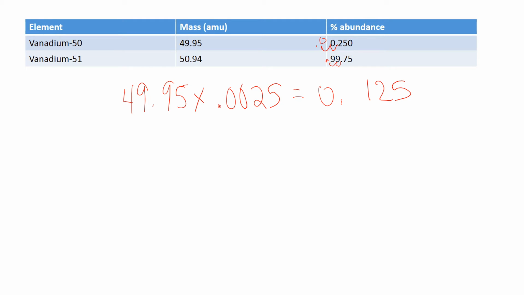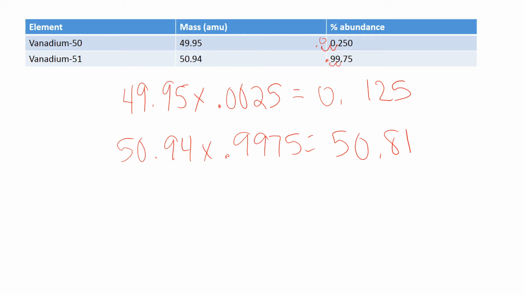Next, I am going to do the same thing for vanadium 51. So 50.94 times my abundance, which is 0.9975, and that's going to give me 50.81. The last thing I need to do is to add those two numbers together.